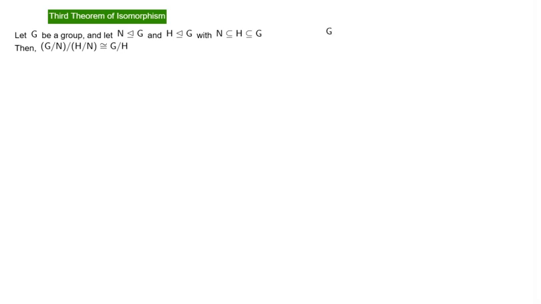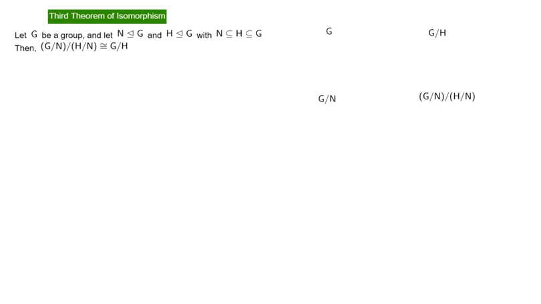So let's say we have a group G. We have the quotient group G/H. We have the quotient group G/N. And we have the quotient group of quotients. Then there is an isomorphism here between (G/N)/(H/N) and G/H.